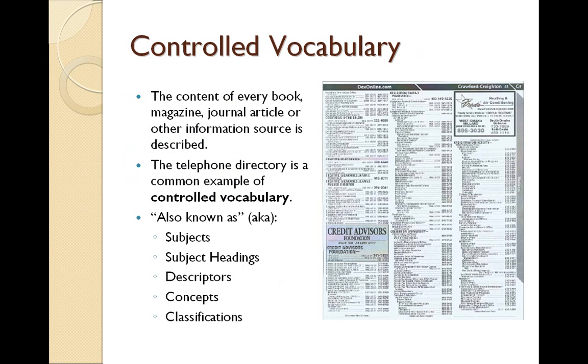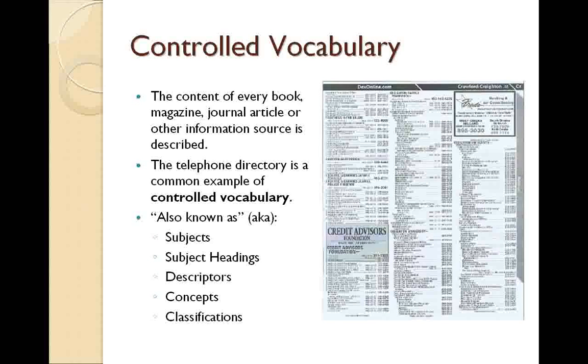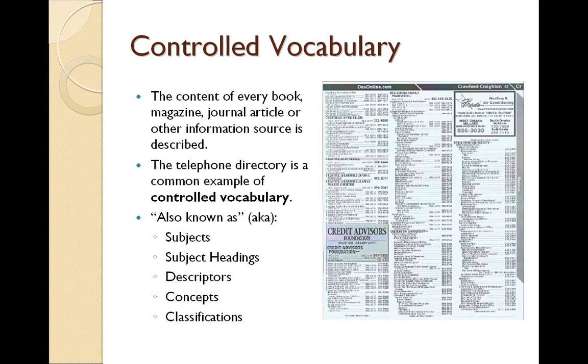Okay, so now we're going to talk a little bit about controlled vocabulary. So whenever you look up a record for a book or a journal article in a database, you're almost always going to be given some controlled vocabulary terms. And what controlled vocabulary is, is when someone actually looks at a record, a book, or an article and says, okay, this is what this is about.